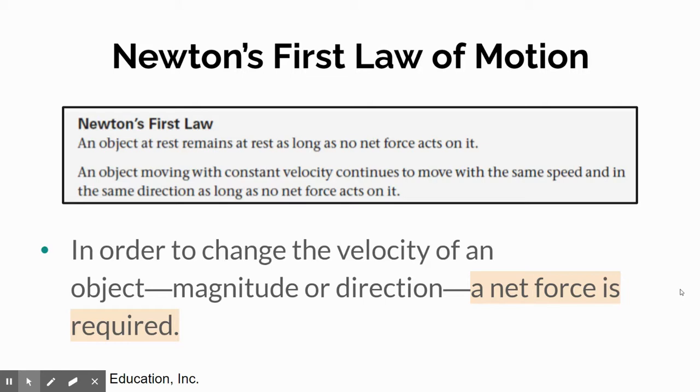And it is officially stated as: an object at rest remains at rest as long as no net force acts on it. And an object that is moving with constant velocity will continue to move with the same speed and in the same direction as long as no net force acts on it. So make sure you commit that to memory, the concept portion of this. So in order to change the velocity of an object, we must have a net force acting on it.